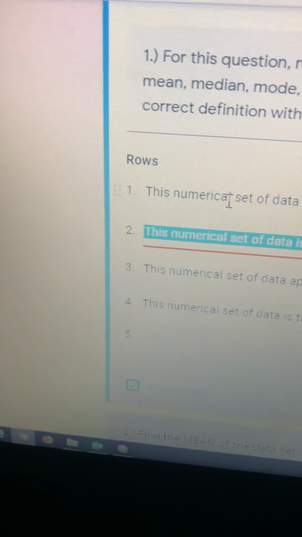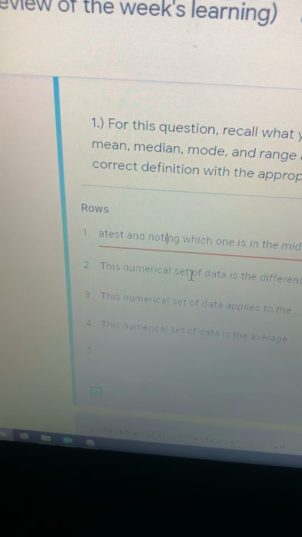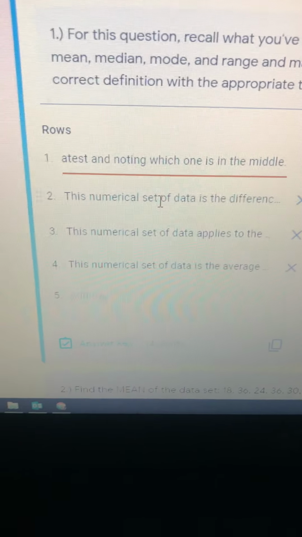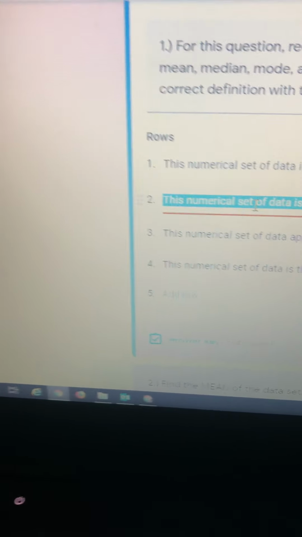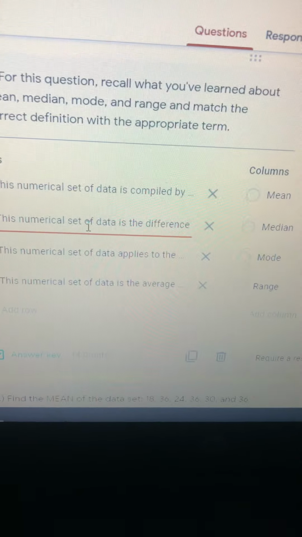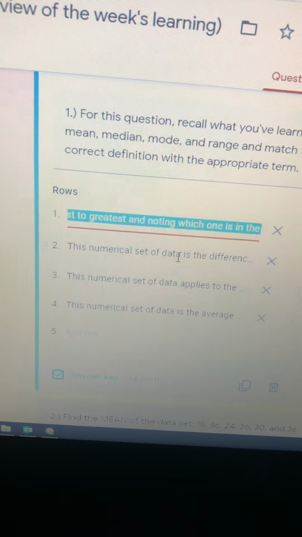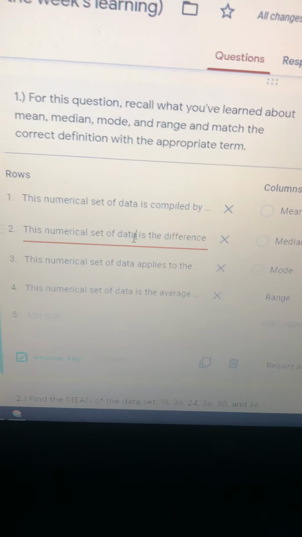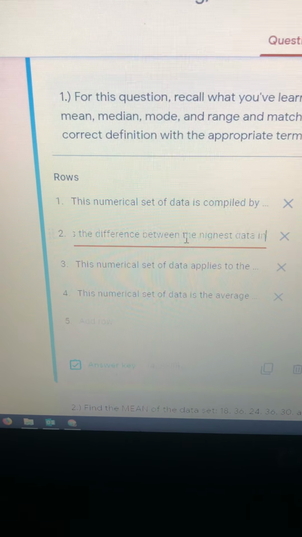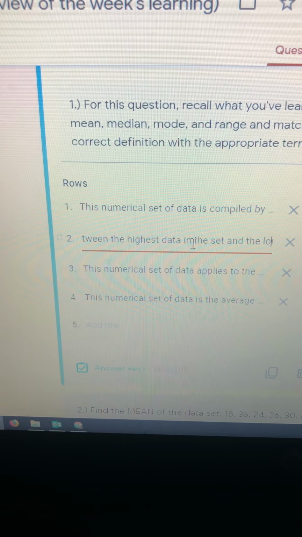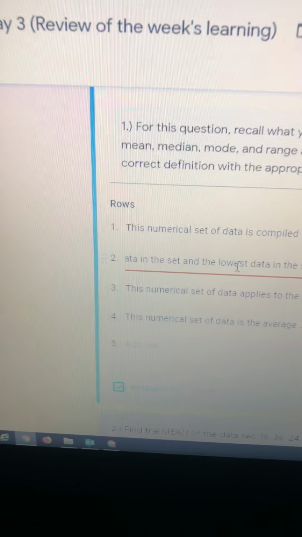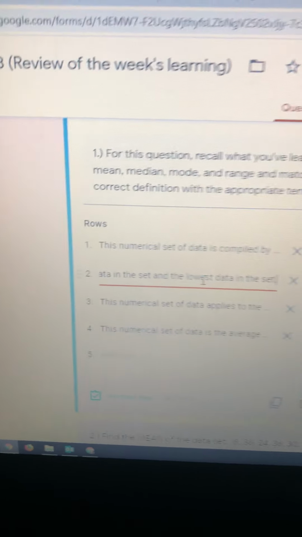Okay. Number 2, the numerical set of data. Oh, and remember, when you select it, you have to select the one that's associated with that particular question. Okay. So number 2 says this numerical set of data is the difference between the highest data in the set and the lowest data in the set. So which one is the difference?